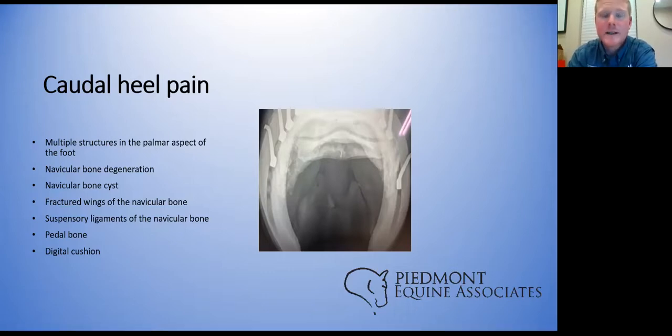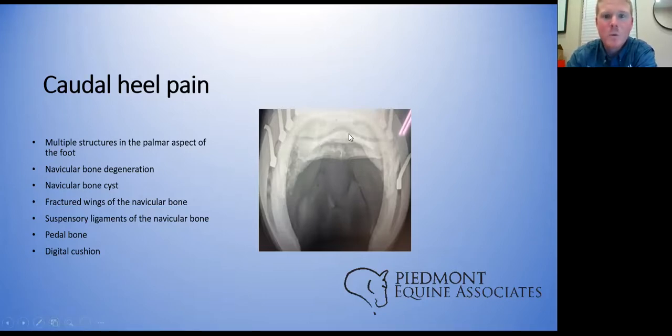This, unfortunately, is one piece of caudal heel pain. You can have navicular bone disease. You can have suspensory ligament of the navicular bone tears. This navicular bone is suspended in the back part of the foot with ligaments, and you can have a tear in that. You can have a tear in the deep digital flexor tendon. You can have a digital cushion infection. There are a lot of structures back here.